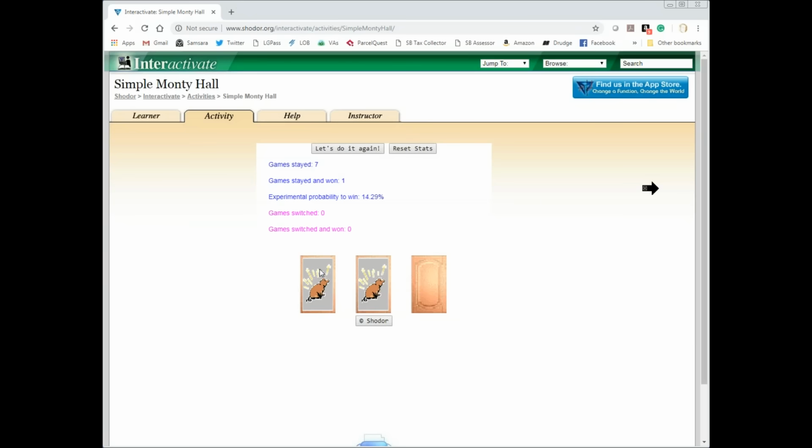Pick door number 1, stay with door number 1. Pick door number 2, stay with door number 2. Pick door number 3, stay with door number 3. Pick door number 1 and stay with door number 1. Now this time you can see I only won once, which is pretty low. That's actually lower than it usually is. I've done this simulation lots of times, and it usually comes out a little bit higher than this, and we'll talk about that in a minute.